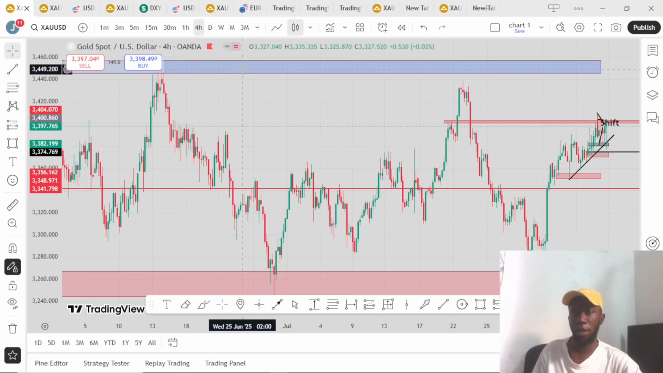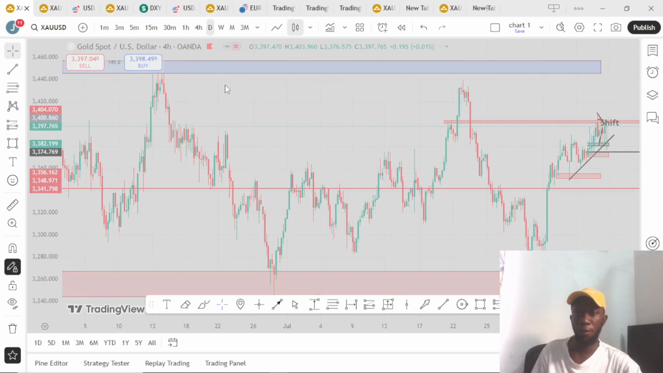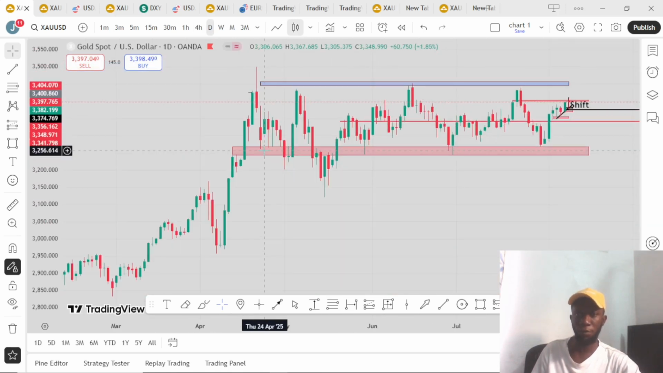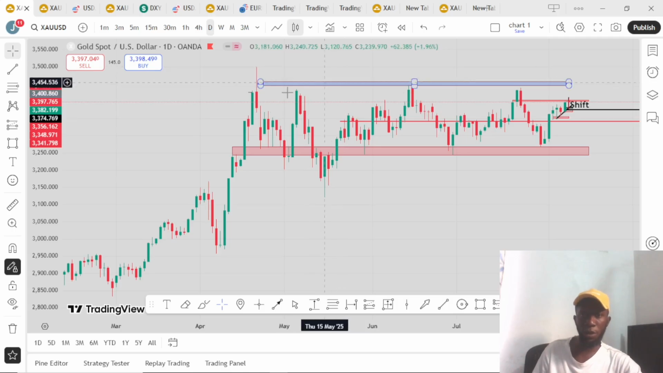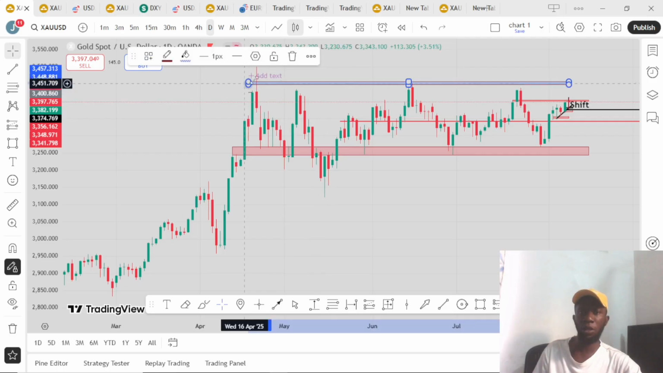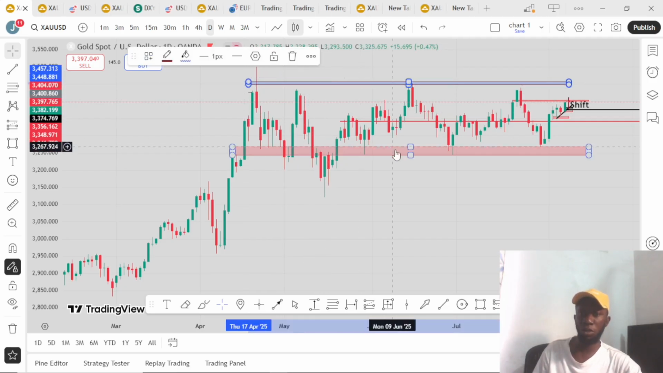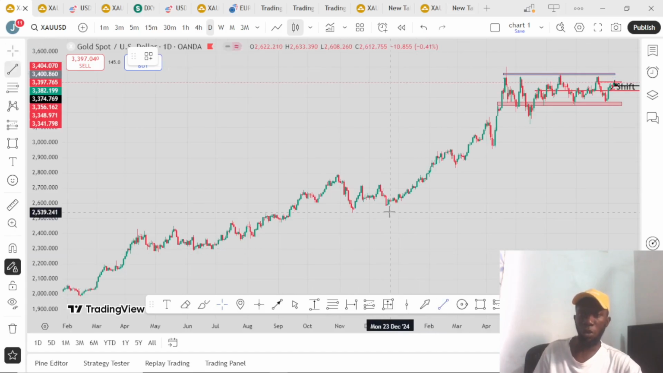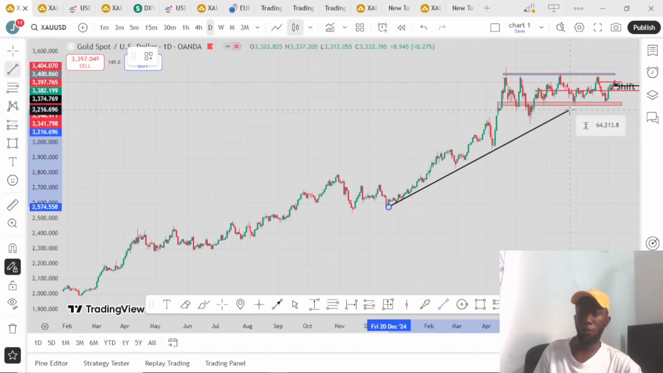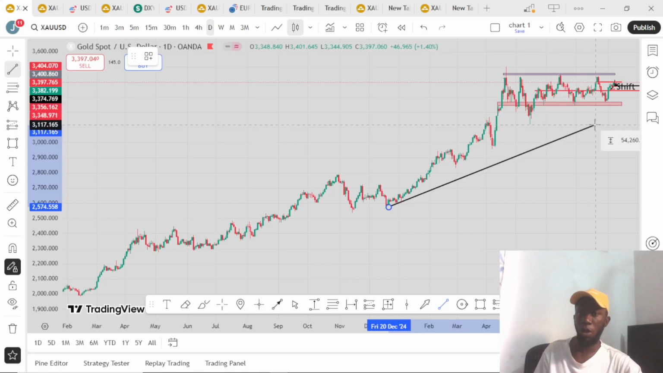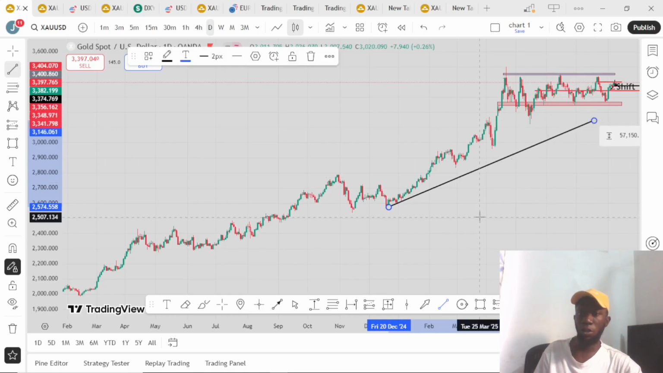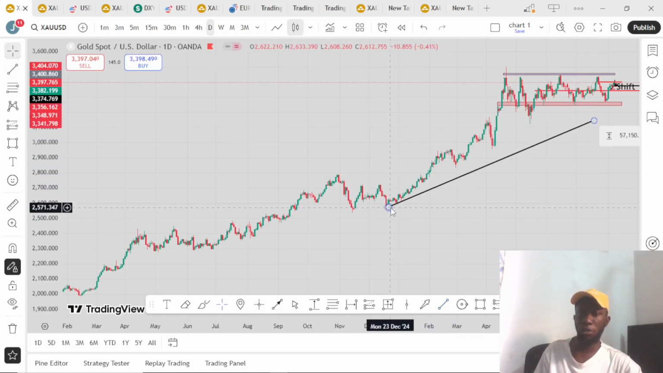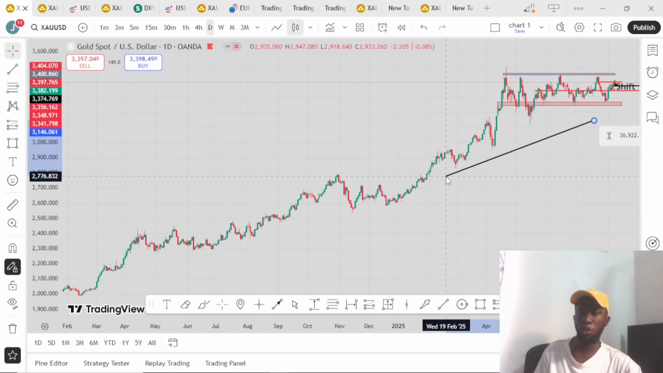So I like setting my bias from the daily time frame, then to the 4 hours time frame if it's gold. Now as we can see, gold has been ranging on the 1 hour and the daily time frame, from this resistance zone to this support zone, because our overall trend has been bullish. If we are consistent on gold, we know that gold has always been bullish, guys.